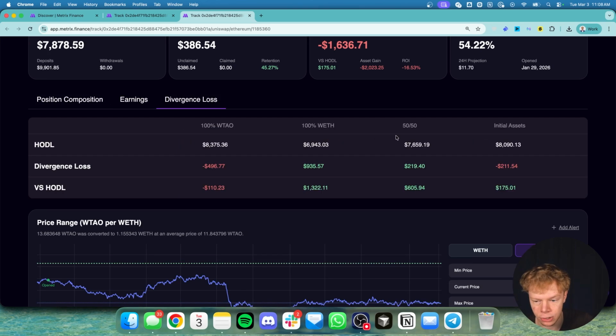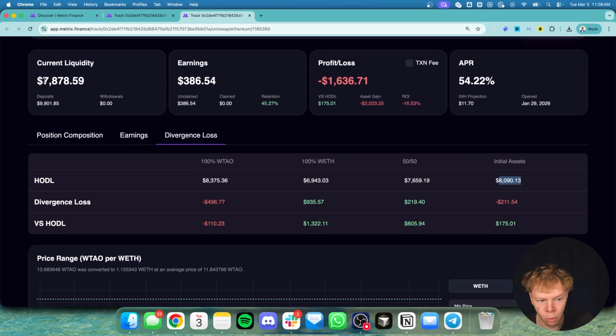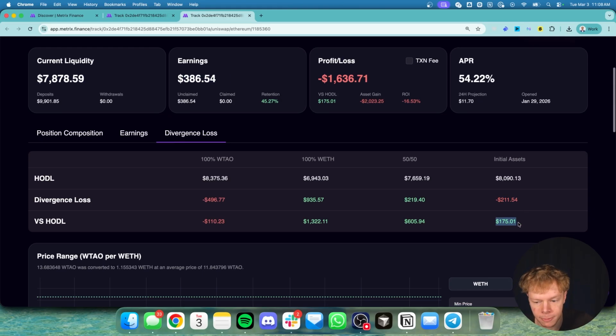And looking at our divergence loss, if we held in that exact 80-20 ratio, we would have $8,090. Since we're in the pool, we have impermanent loss exposure, we have 78.78, which means there's a $211 difference not weighted in our favor there. But then when we add 386 to that negative 211, we get a profit versus HODL of 175.